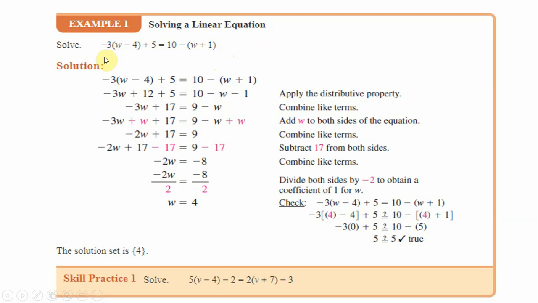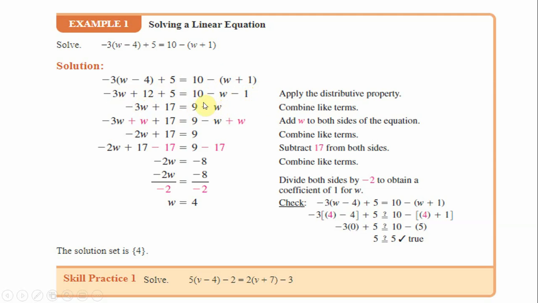So remember, we want to clear up all of our parentheses. So we're going to distribute: minus 3w plus 12, negative 3 times negative 4. We still have our plus 5, and then 10 minus 1 times w is minus w, minus 1 times plus 1 is minus 1. And now we can group on both sides. 12 and 5 is 17. I still have my minus 3w. 10 minus 1 is 9, minus w.